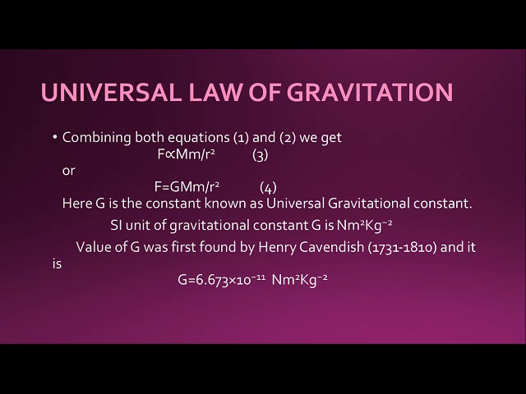Children, there was a scientist, Henry Cavendish, and he was the first person to calculate the accurate value of capital G, and it is 6.673 into 10 to the power minus 11 Newton meter square upon kg square. Now, you can use this value as 6.67. You remember in Avogadro's concept also I told you, you can write it in either way. Both are correct.